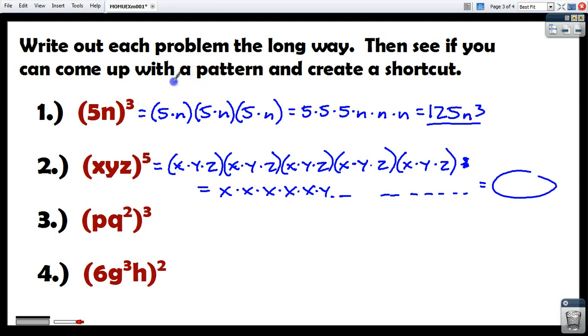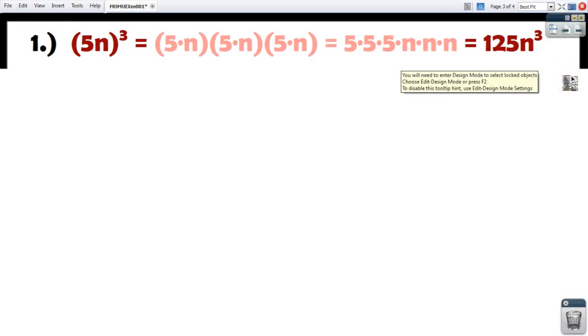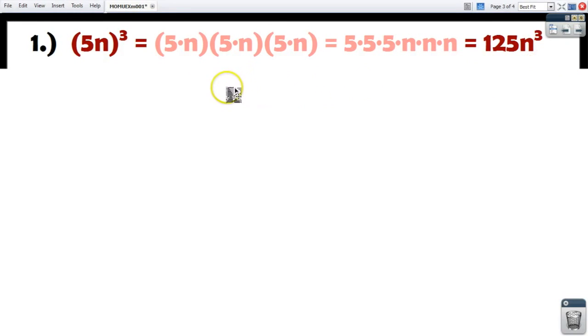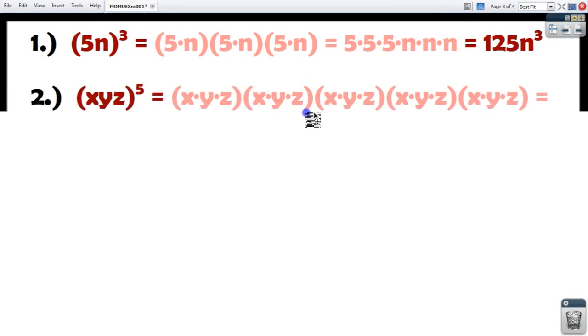And more importantly, what patterns did you see and what shortcuts were you able to develop in this situation where we're taking a product or a multiplication problem to a certain power. All right, so let's take a look at what you came up with. Now, we already did this one together. We had 5n, the whole thing to the third power. We came up with 125n to the third. What about problem number 2?